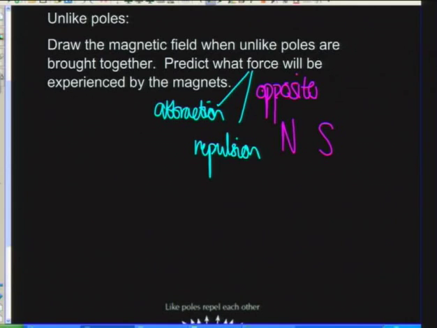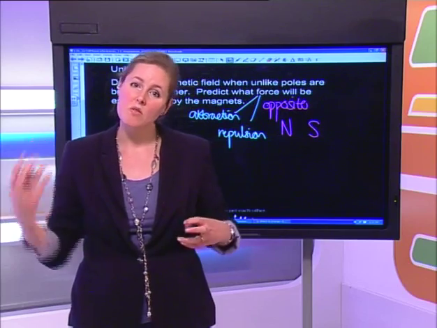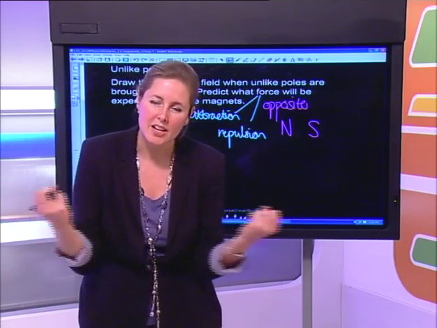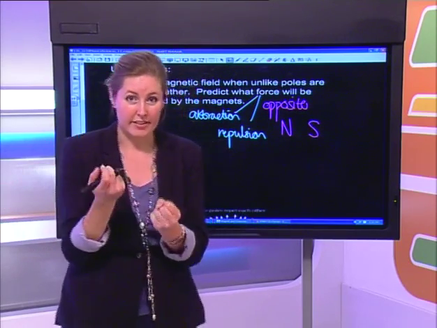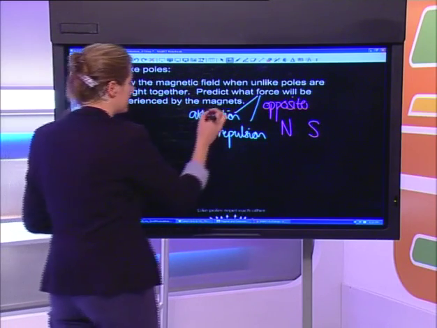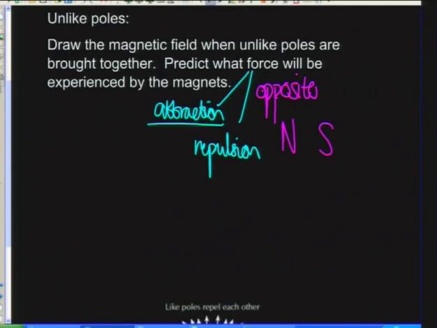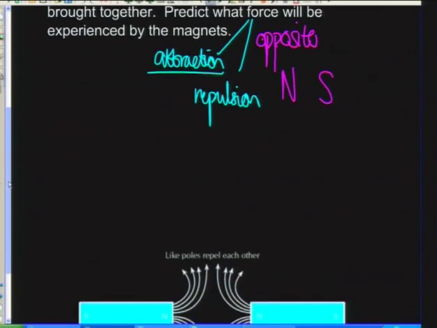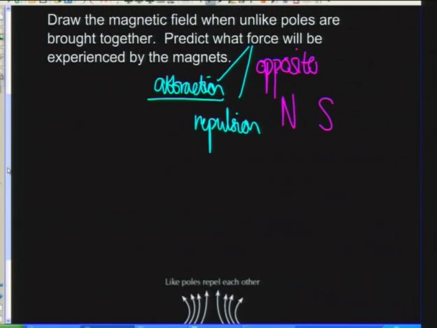Well, we discussed this right at the end of the previous segment. The idea there is that a north pole and a south pole would pull together, attract one another. Okay? So this is going to be an attraction. How would it be drawn?